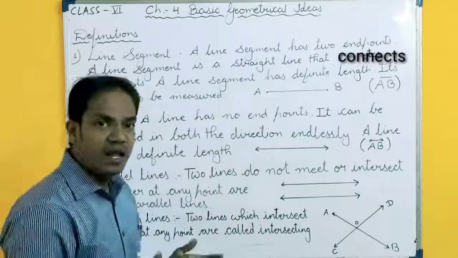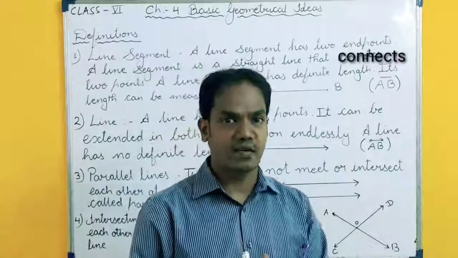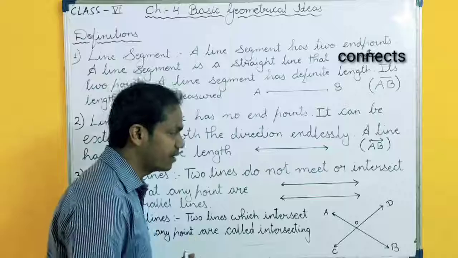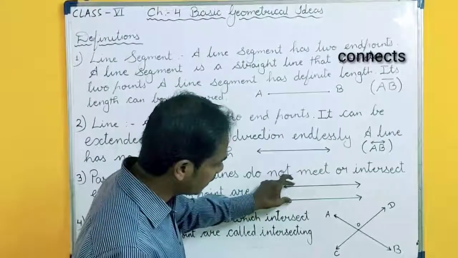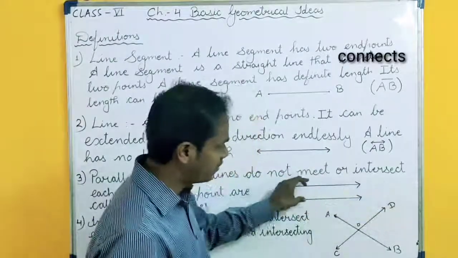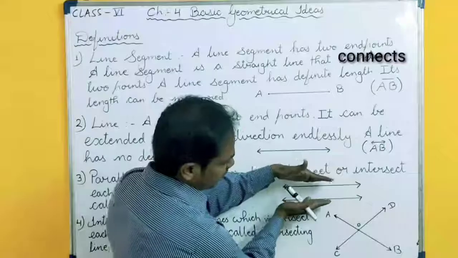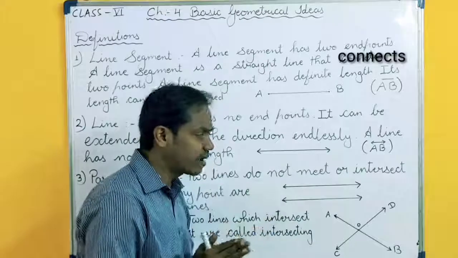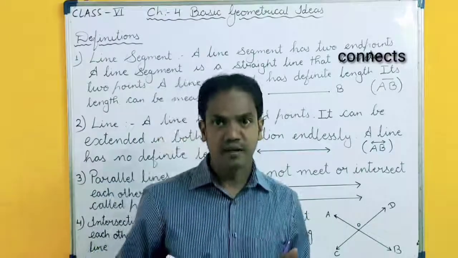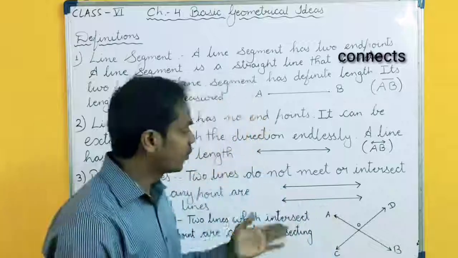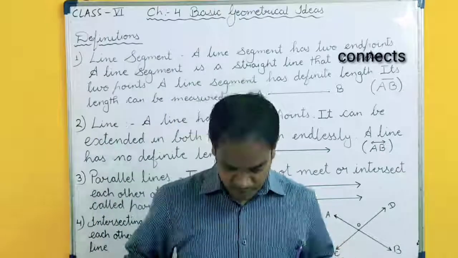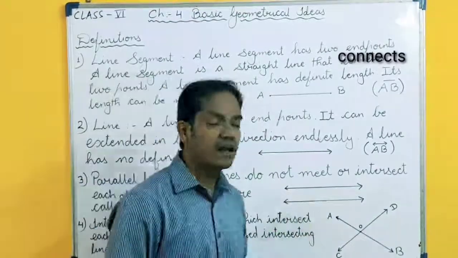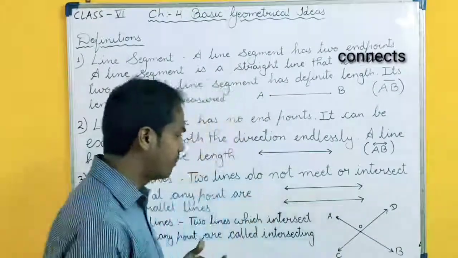Now, parallel lines. Lines which do not meet each other, or lines which do not intersect each other at any point, are called parallel lines. You can see this example. These lines are running parallel to each other, very straight. So they will not meet each other at any point. You can take the example of a railway track. The railway tracks never meet each other. You can take the example of the edges of a table. The table edges will never meet each other. So the lines which do not meet each other at any point are called parallel lines.